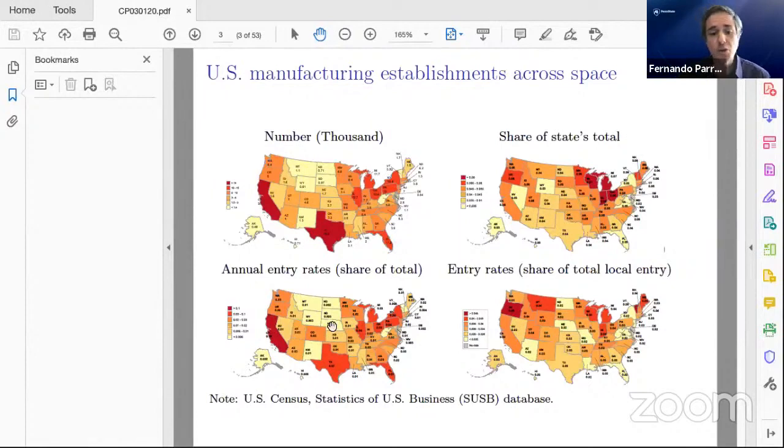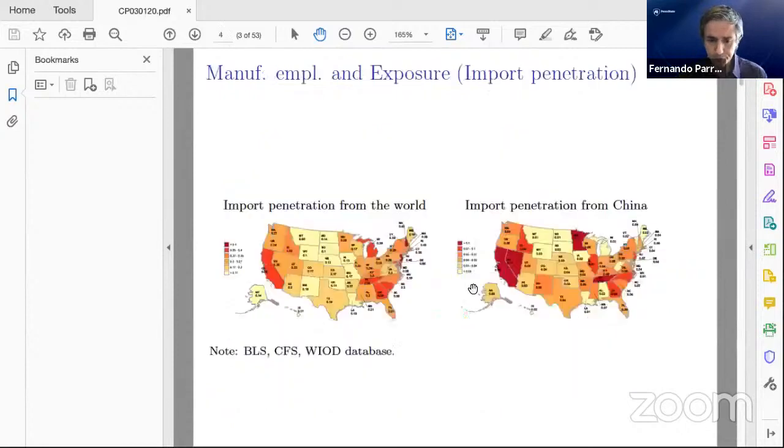The lower panels show a similar picture, with a large spatial heterogeneity in the annual entry rates of firms. On the left-hand side, in absolute terms, and on the right-hand side, as a share of the total entry in a given state. In the paper, we document a similar large heterogeneity in the distribution of manufacturing employment across US states. But not only that, we also observe in the data that there is a spatial heterogeneity in the exposure to changes in tariff.